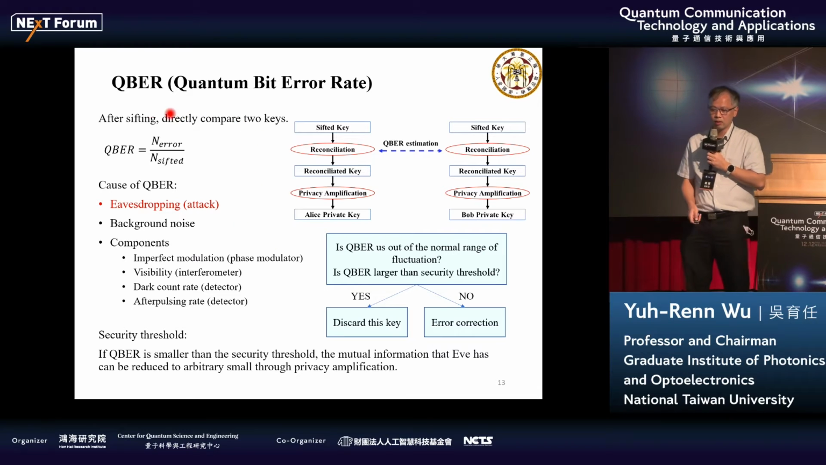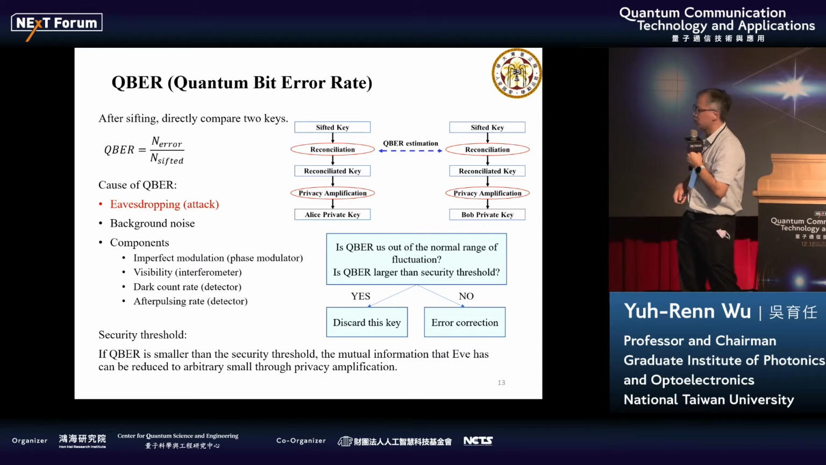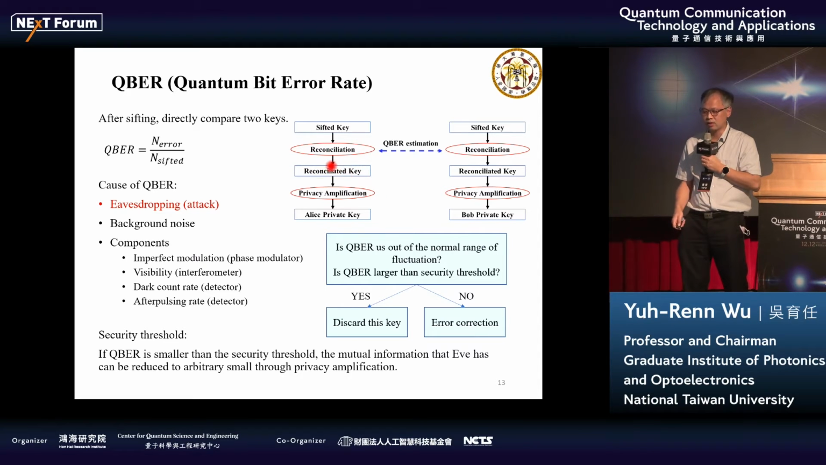All right, so we know that when you get the shift key, you have a quantum bit error rate, because you have dark photons, and you also have attenuation, or other things that cause the error in your QBER. Usually, the reasons for the QBER are that your pulse is not square, so you have a spatial shape of the pulse, and your visibility, also your interferometer, of course, is not 50-50%, or there is some loss in the interferometer, and you have some dark count rate, and you have some afterpulsing rate.